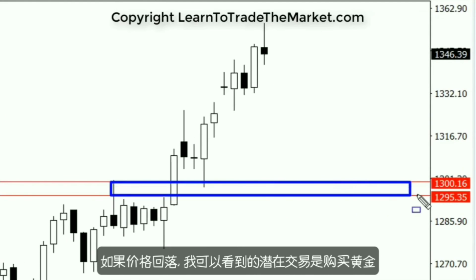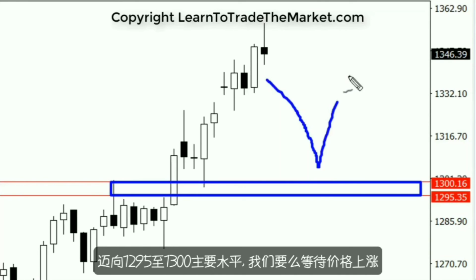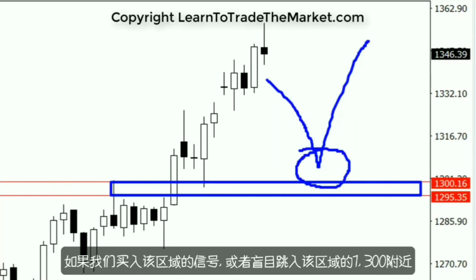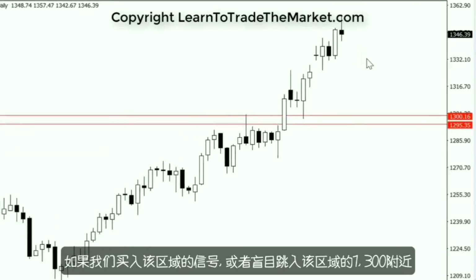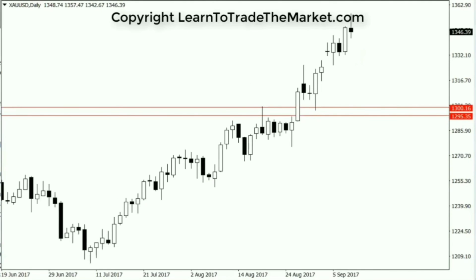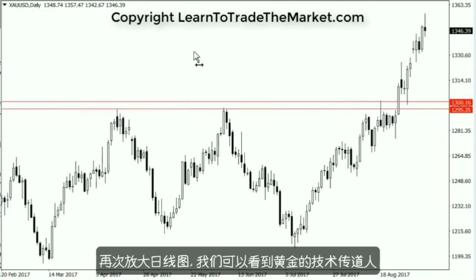So from here, the best potential trade that I can see would be to be buying gold if prices fall back towards that 1295 to 1300 major level. We would either wait for a price action buy signal in that area or just blindly jump in around that 1300 area. If we zoom out on the daily chart again, we can see the technical picture for gold looks pretty bullish now that we're above that 1300 resistance.